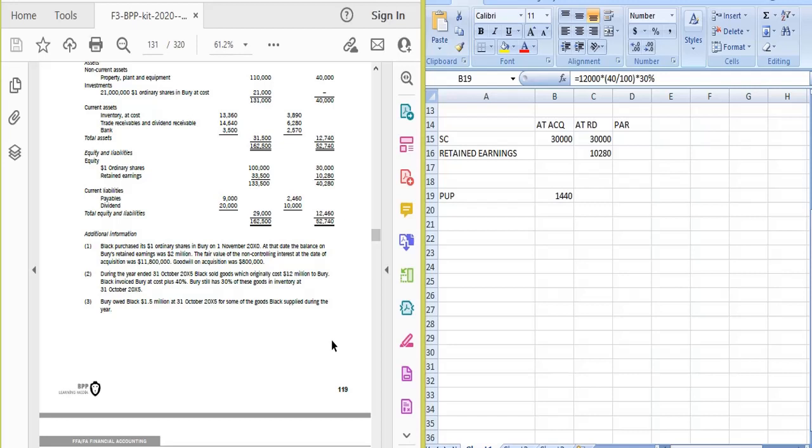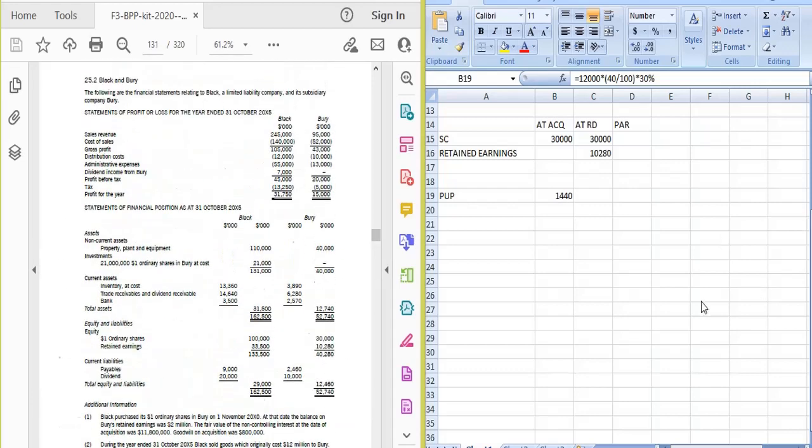During the year ended 31st October 2005, Black sold goods which originally cost $12 million to Bury, and Black invoiced Bury at cost plus 40%. Bury still had 30% of this equity in inventory at 31st October 2005. Bury owed Black $1.5 million at 31st October 2005 for some of these goods Black supplied during the year.